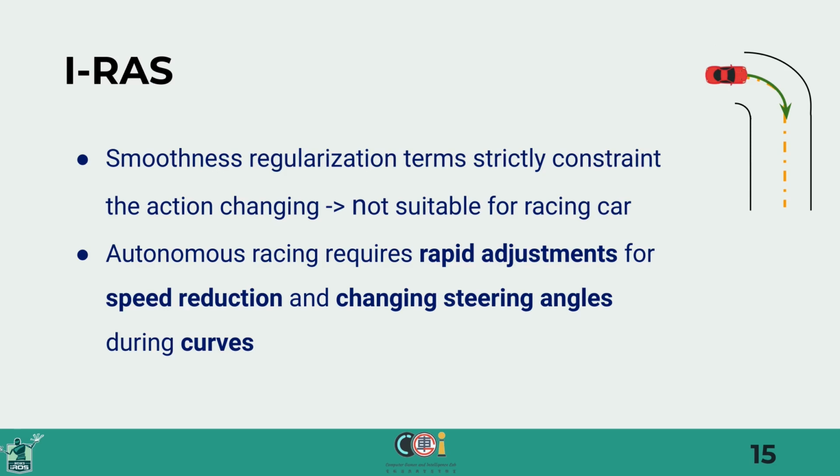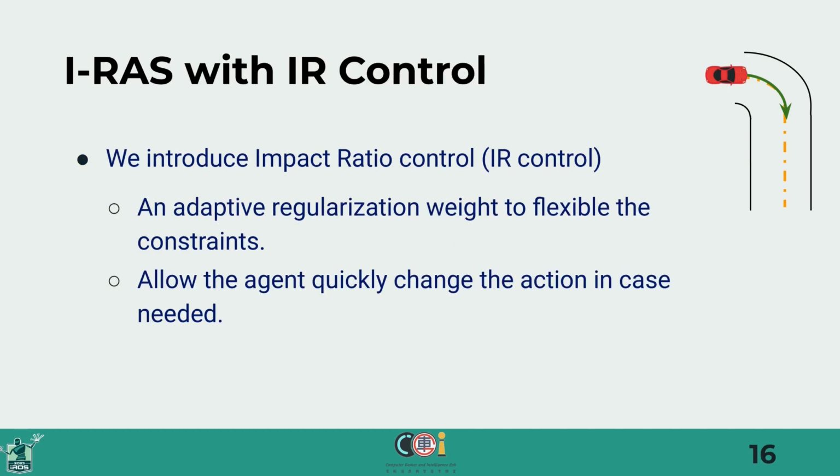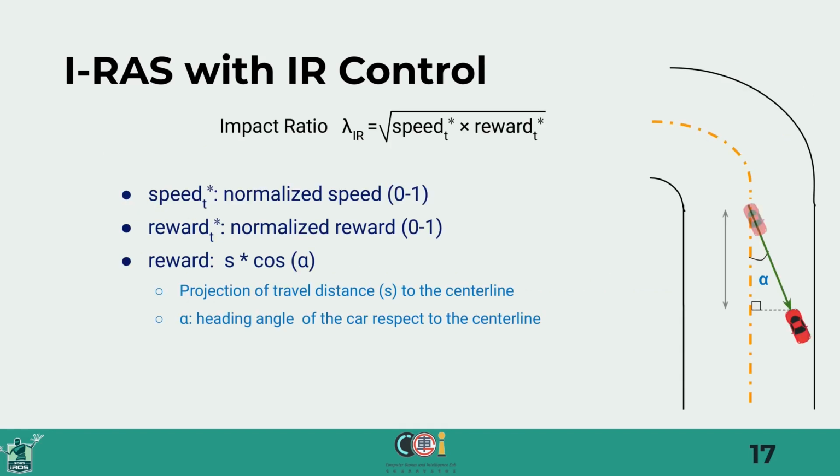However, these two regularization terms strictly constrain the action changing, and are not suitable for a racing car, since the car may require rapid adjustment for speed reduction or changing steering angle during curves. To solve this problem, we introduce impact ratio control, IR control, an adaptive regularization weight to flexibly constrain the action. The IR control allows the agent to quickly change the action in case of need. The impact ratio is constructed by combining normalized speed and normalized reward.